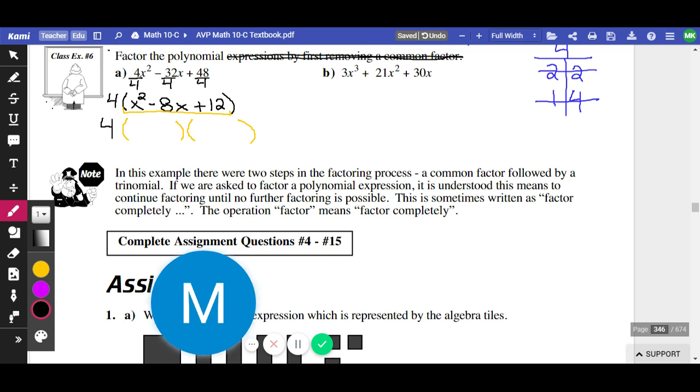To factor this orange part, I need to do diamond method. I draw my diamond. The top of the diamond is 12. The bottom is negative 8. 2 things that multiply to be 12, but add to be negative 8, would be negative 2 and negative 6. Right? 2 negatives multiply to be a positive, 2 negatives add to be a negative. So it would be negative 2, negative 6. And those can be hard, right? That's where that multiplication chart comes in handy.